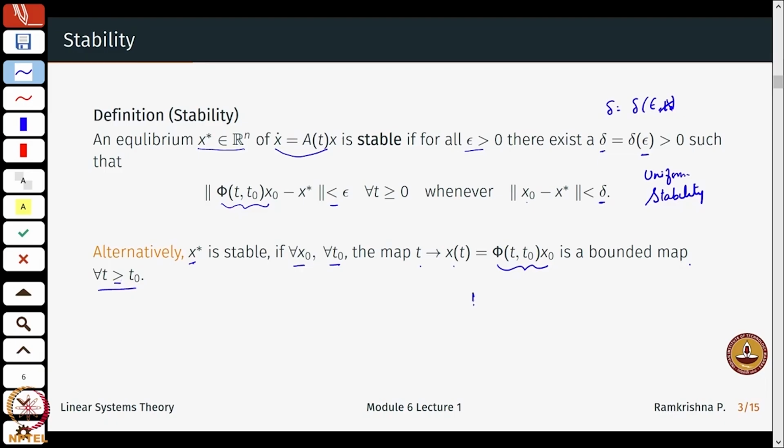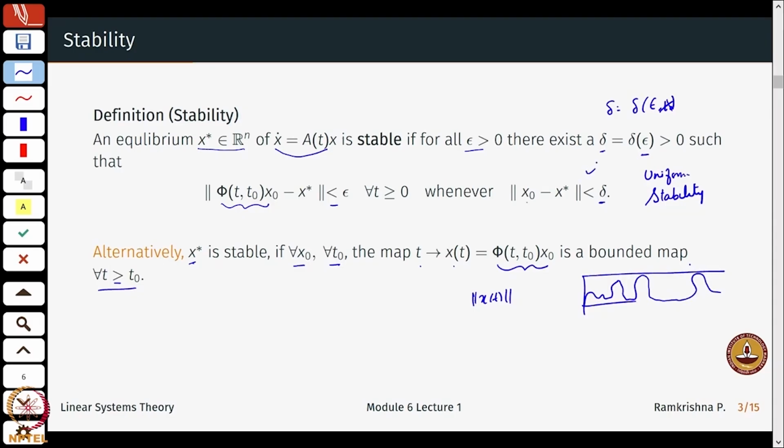Essentially, it means that this solution x of t is a bounded map. So, it means the values of x never go unbounded. If I were to just draw a little picture, this could be solutions, whatever, and so on. So, these are all bounded. Okay. Now, what does this actually mean?